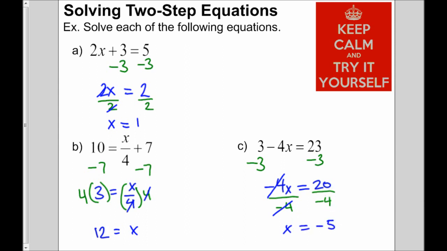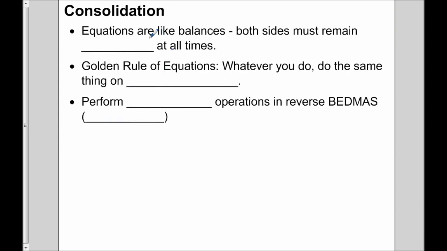All right, let's sum things up here. So again, equations are like balances. So both sides must remain equal at all times. Okay, so that leads us to the golden rule. So in order to keep things equal on both sides, whatever you do, you do the same thing on both sides of the equation. Okay. Now, the main strategy is we perform inverse operations in reverse BEDMAS.